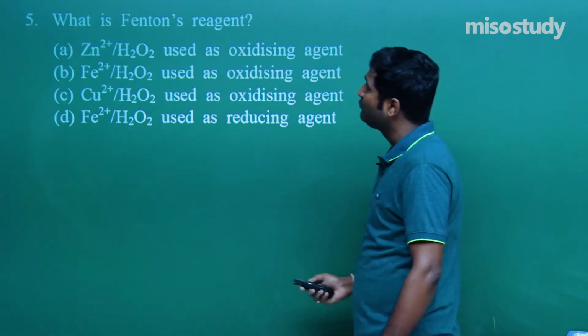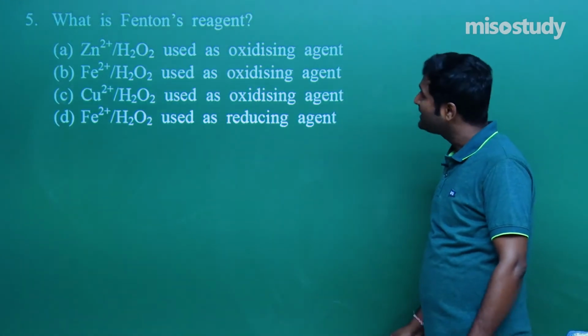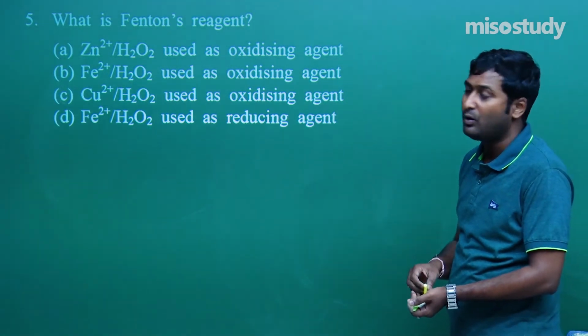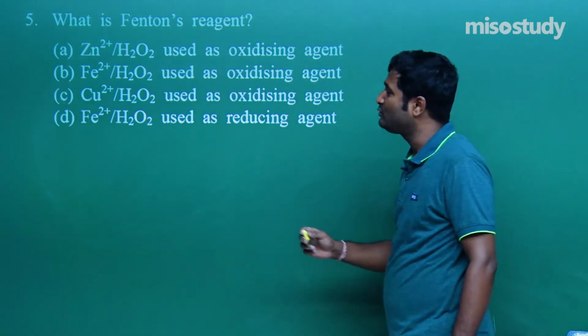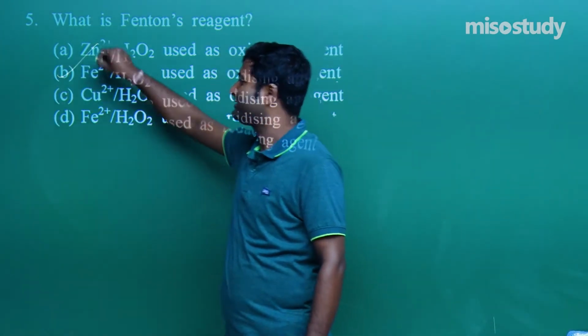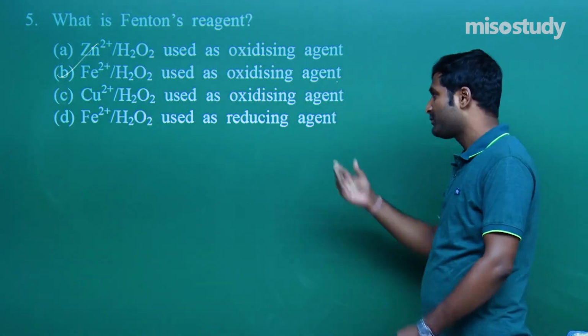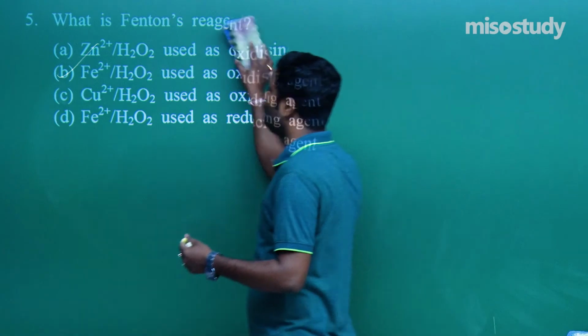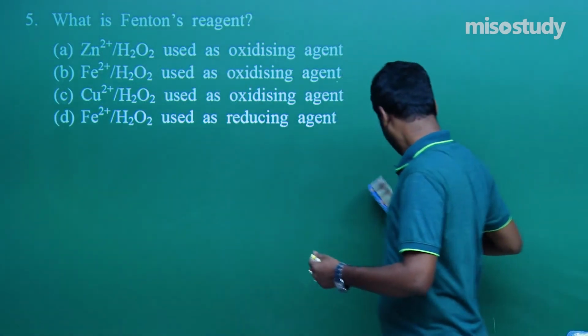Now let's move to question number 5. What is Fenton reagent? This is a completely theory based question. We know Fenton reagent is Fe2+ in H2O2, used as an oxidizing agent. So the option for this question is B.